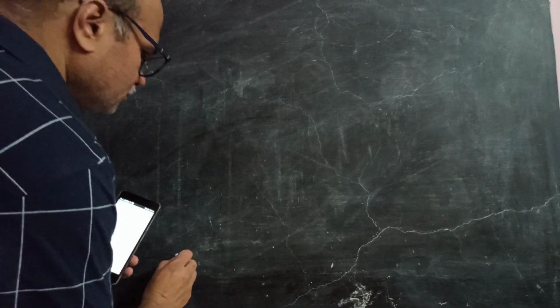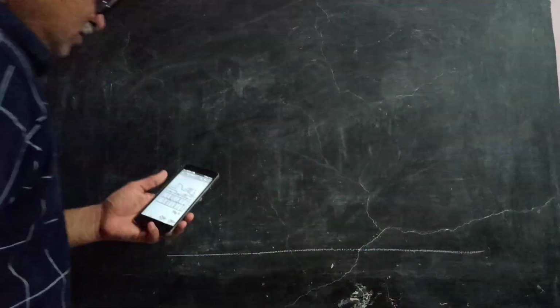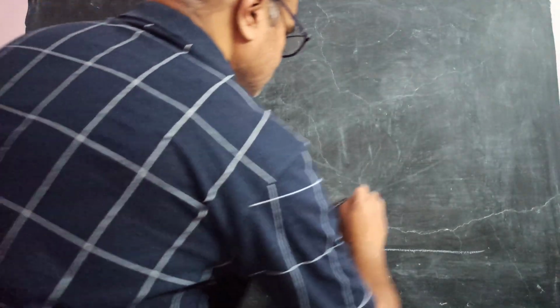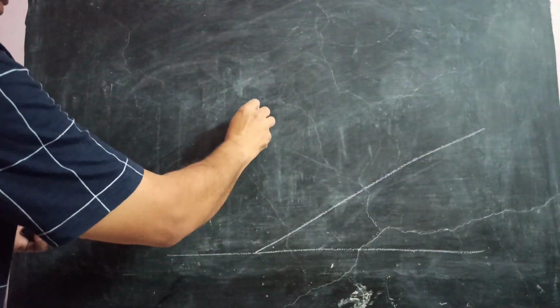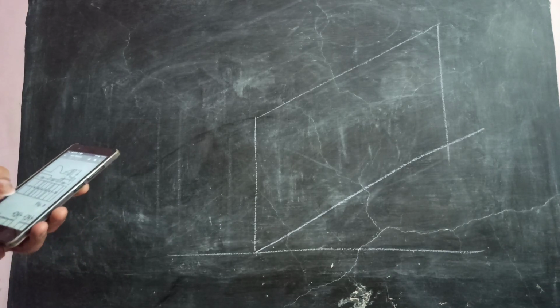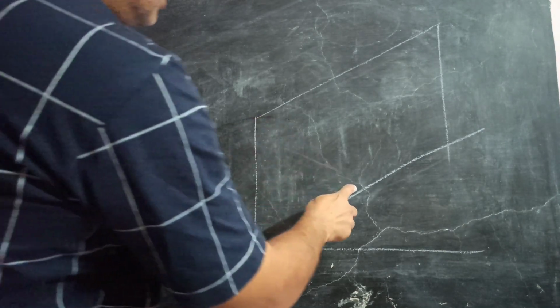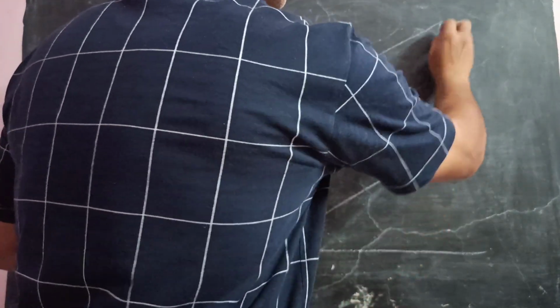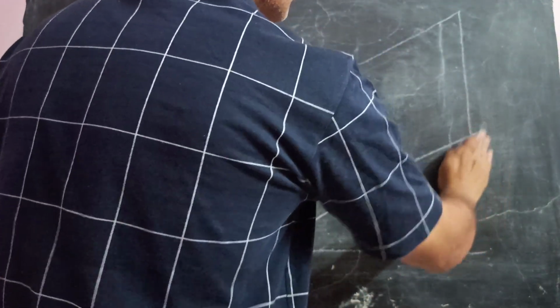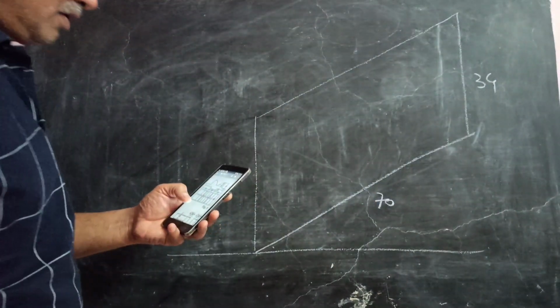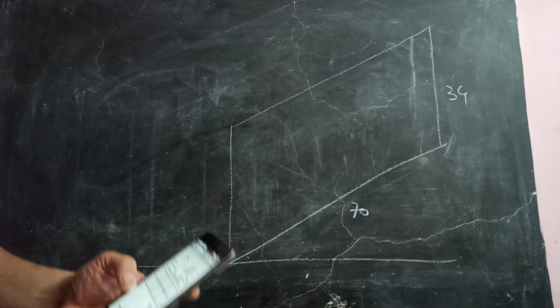So you can draw a line. So the length is 70 at 30 degrees and the height is 34. So draw this box. So it is 70 by 34. So let us start with the front view first.